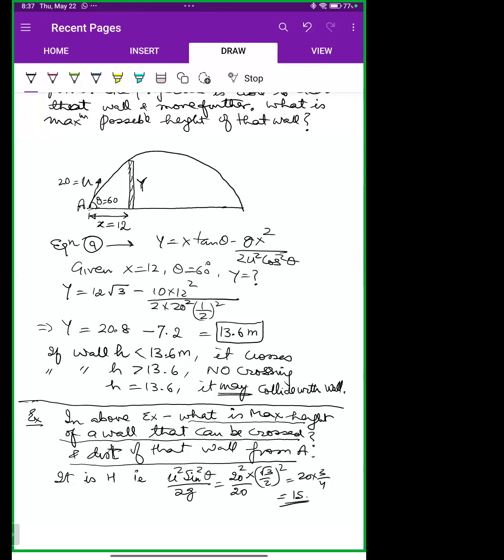So you see, you can get tricked. Read the question properly and fast. Fast is obvious. In above question, you see what is the maximum height of a wall that can be crossed. So most probably I am not talking about the same wall. I am talking about a different wall. And then I made it clear: and distance of that wall from A. That means it is another wall, because otherwise the distance was given to you. Okay.